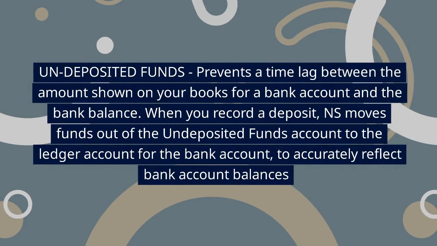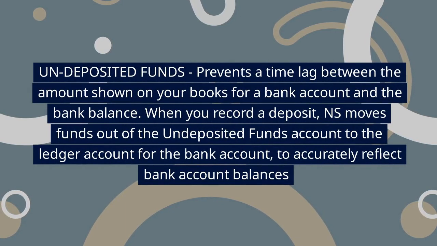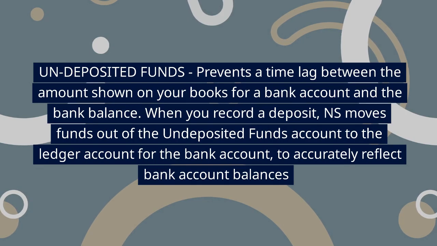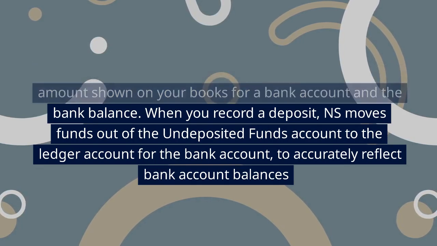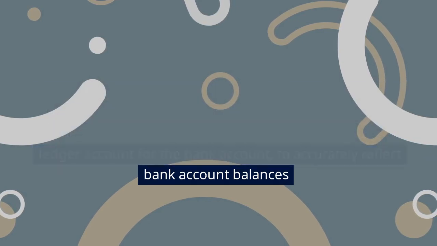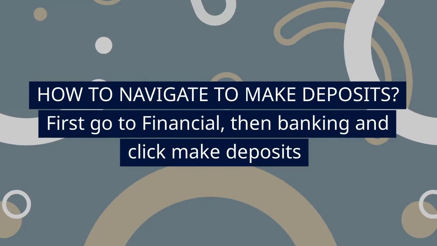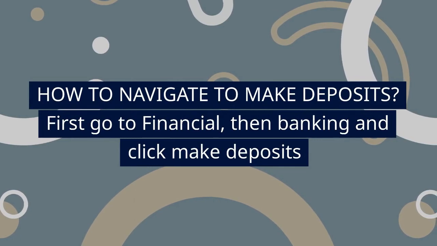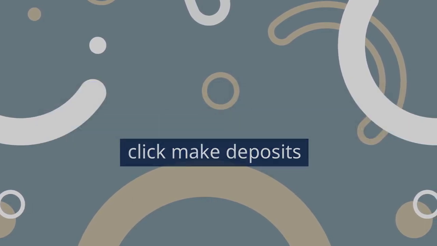Undeposited funds prevents a time lag between the amount shown on your books for a bank account and the bank balance. When you record a deposit, NS moves funds out of the undeposited funds account to the ledger account for the bank account, to accurately reflect bank account balances. How to navigate to make deposits. First go to Financial, then Banking and click Make Deposits.